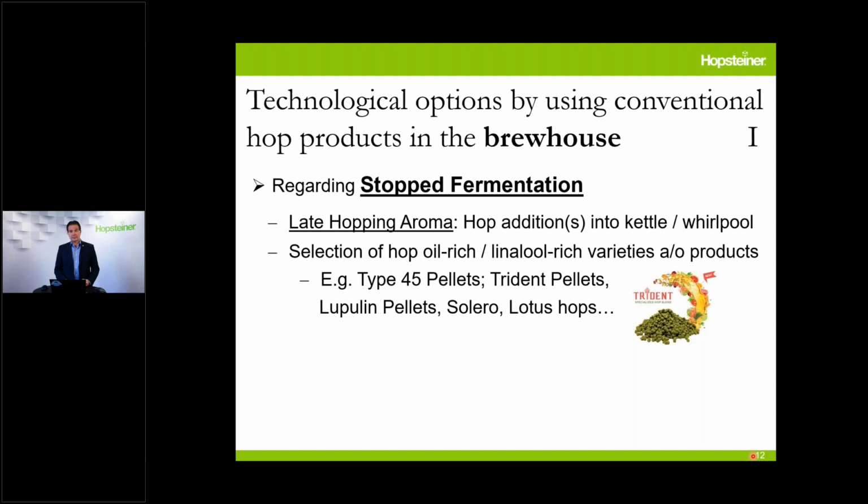we have a lot of products we can use, a lot of special products. We can use pellet type 90, we can use pellet type 45. We also have a blend that's called a Trident pellet, where we have a blend of certain US aromatic varieties going in the direction of citrusy and fruitiness. And we have concentrated pellets in the form of lupulin pellets, where we have the highest possible concentration of pure lupulin that sometimes goes over the 45, depending on the variety. We can use varieties like Solero, like Lotus, and other varieties coming from our own Hopsteiner breeding program here in the US and in Germany as well.